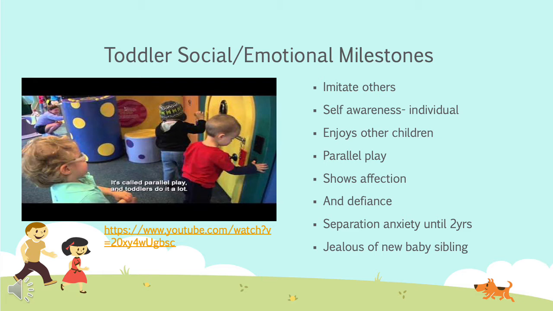They are also defiant, though, so this is where they get their bad rap, the terrible toddlers. They're defiant because, again, they are realizing that they're their own individual, and that they want their own choices, which we know aren't always best for them. Separation anxiety is still here. It lasts until about 2 years old, and we'll talk about separation anxiety a little bit further in this lecture.